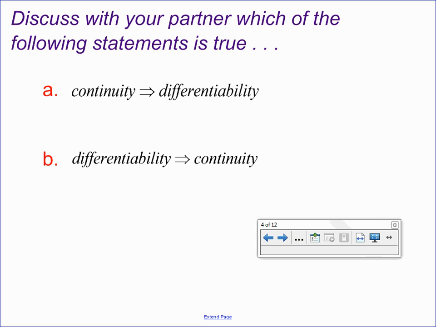So here we go. Continuity and differentiability are closely related. Does continuity guarantee differentiability? Or if a function is differentiable, does that then guarantee continuity? Go ahead and decide with your partner which of these is true, A or B, and be ready to share with the class when I'm calling you.